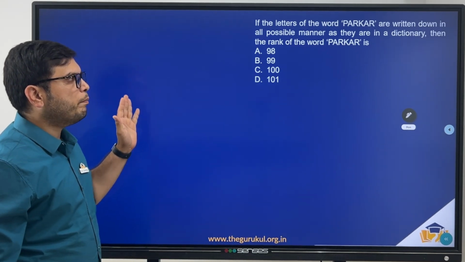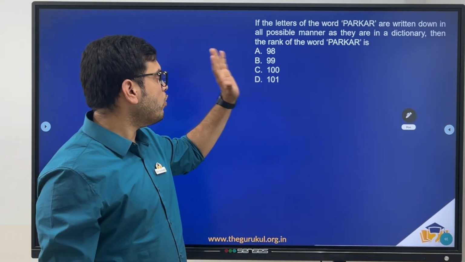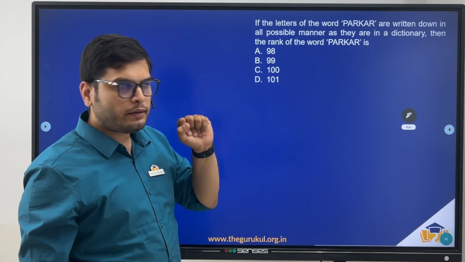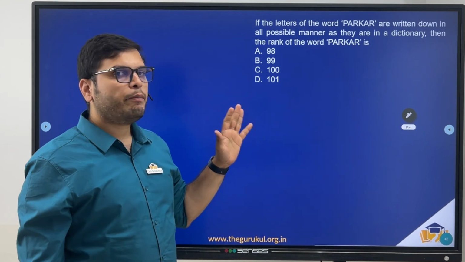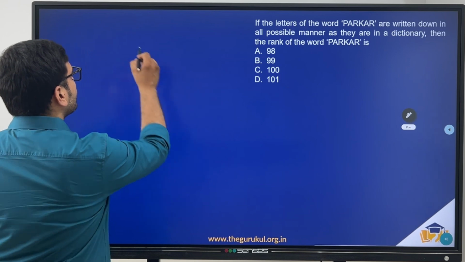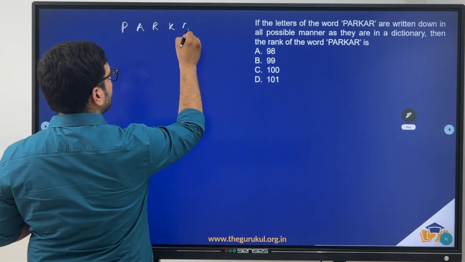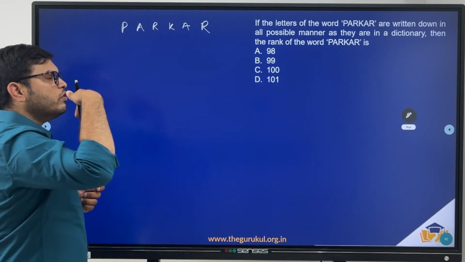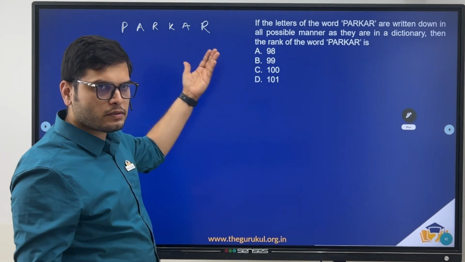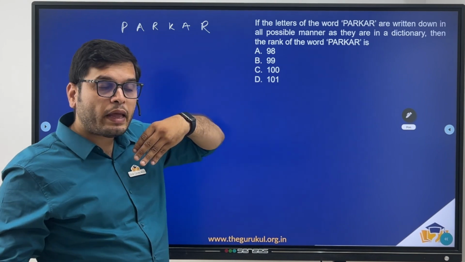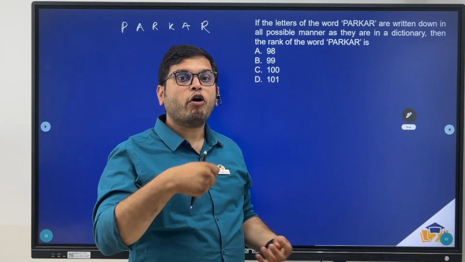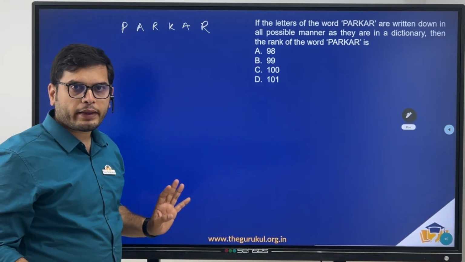If the letters of the word Parker are written down in all possible manner as they are in the dictionary, then the rank of the word Parker is. So we are given the letters P, A, R, K, A, R. Now, if the words are formed using these letters, and if they are arranged in the alphabetical order, then what would be the position of the word P, A, R, K, A, R, right?